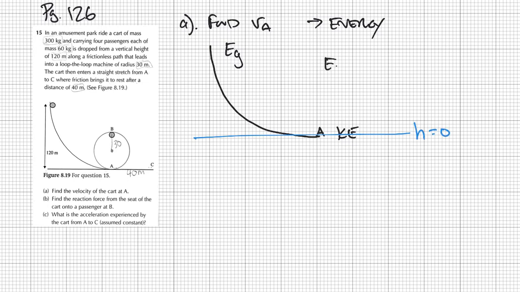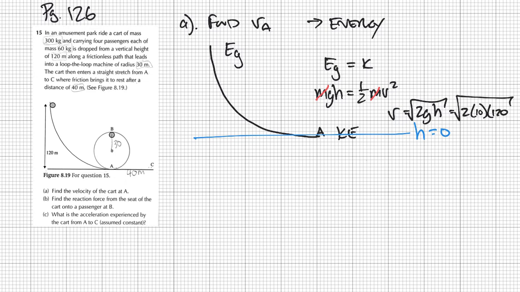So all of our gravitational energy is going to be converted into kinetic energy as long as there is no friction. And so mgh equals 1/2 mv squared. It doesn't matter if there are riders or not because my masses are going to cancel out. And so we're left with the velocity equals the square root of 2gh. Plugging that in, that's the square root of 2 times 10 for gravity times 120, and the velocity at A is going to equal pretty much 49 meters per second.